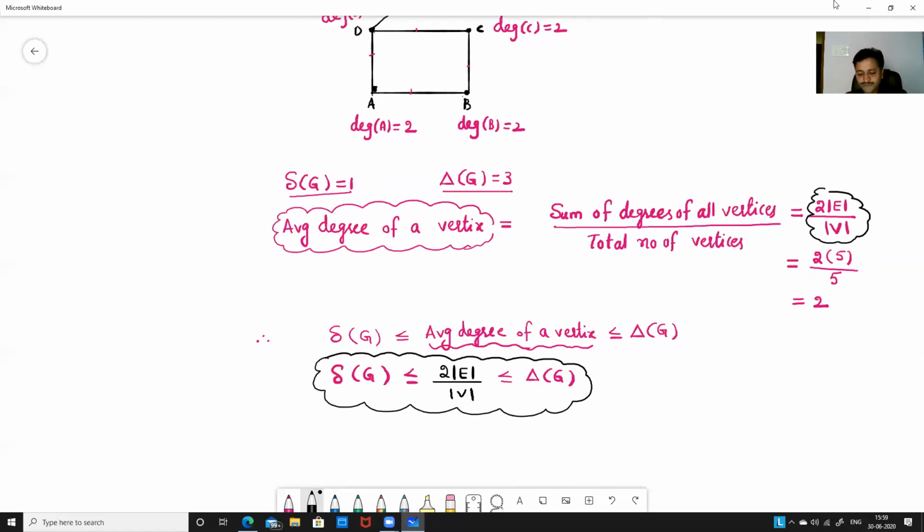So what we covered so far: we started with the complete graph and its properties. Afterwards, we defined the cycle graph. By using the cycle graph, we defined the wheel graph. After the wheel graph, we have seen what the minimum degree and the maximum degree of a vertex are, and the relation among minimum, maximum, and average. Right?